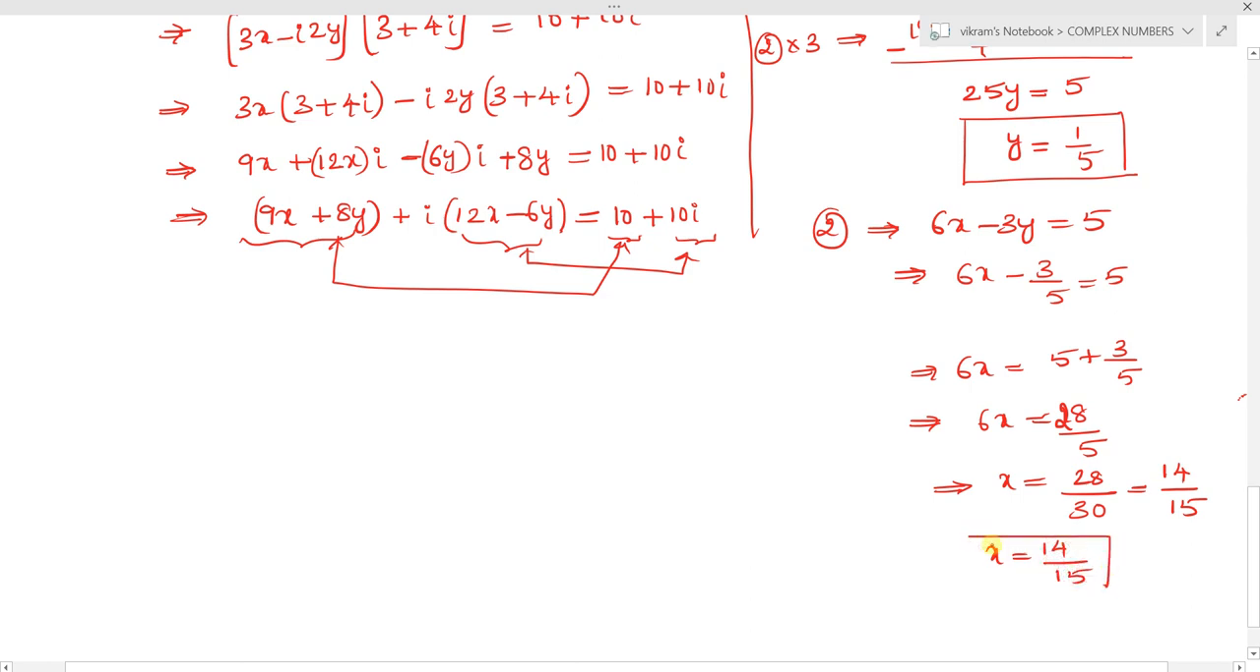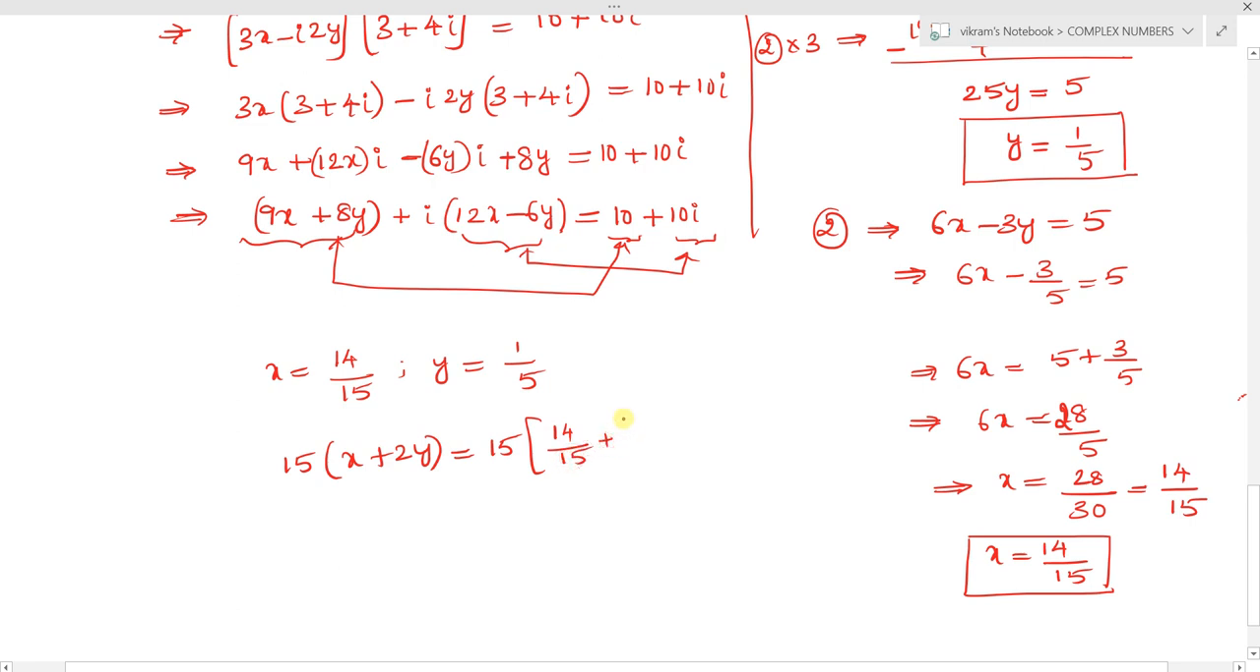Now we obtain x and y from the given conditions, where x equals 14 by 15 and y equals 1 by 5. What is being asked is to find 15 times (x plus 2y). What is the resultant? 15 times (14 by 15 plus 2 times 1 by 5).